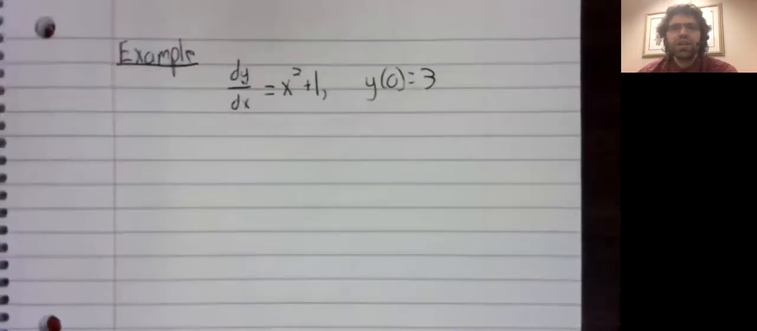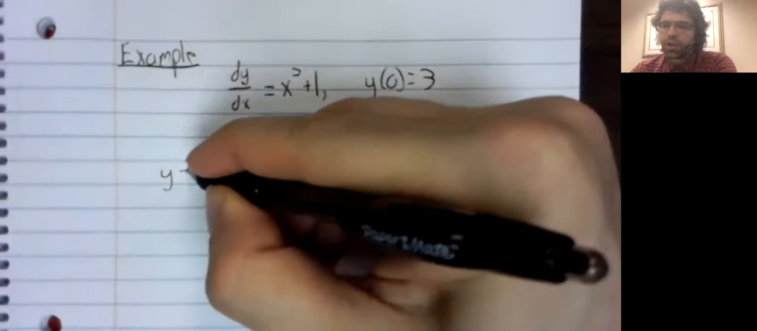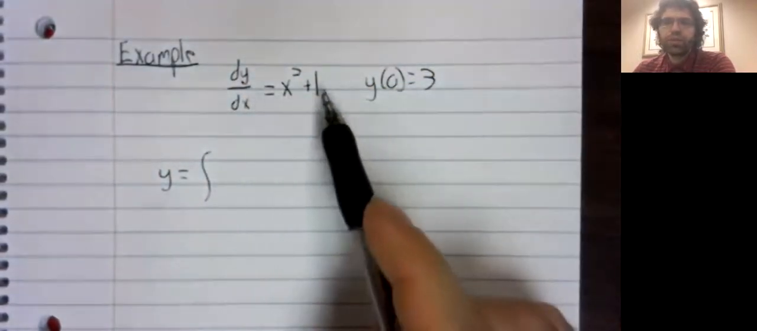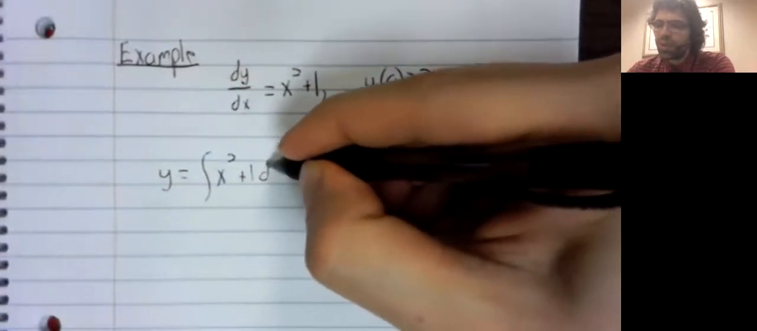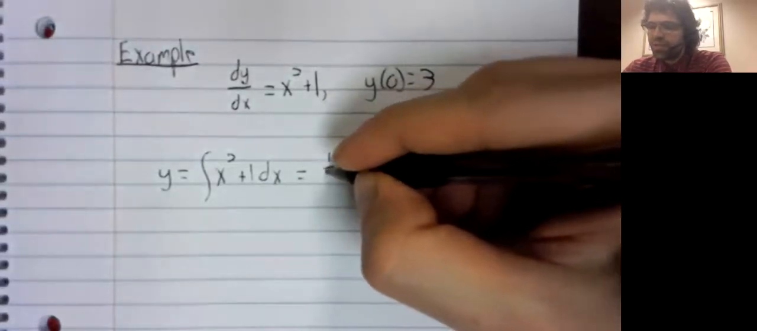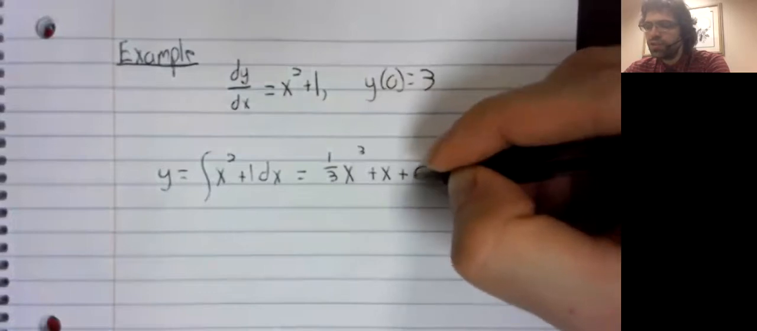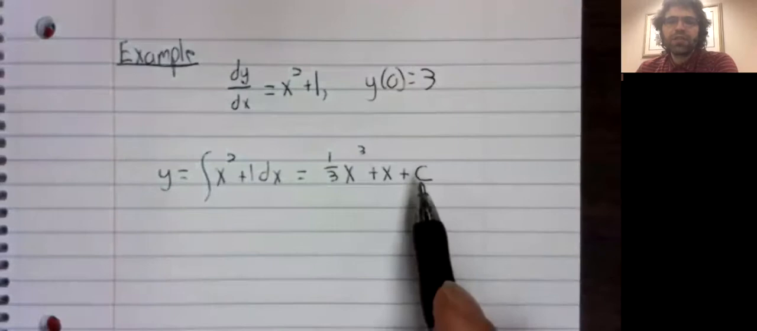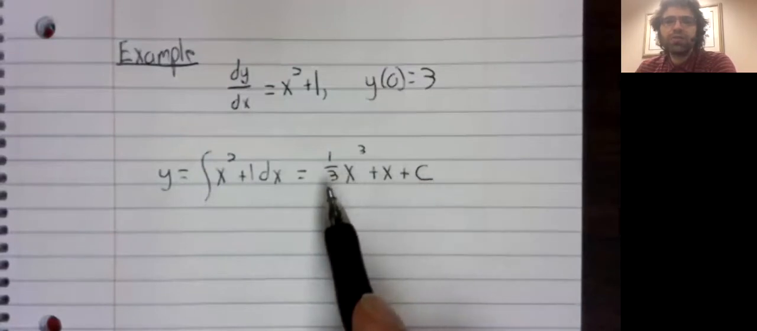Let's round this out with an example. The derivative of y with respect to x equals x squared plus 1 with an initial condition y of 0 equals 3. According to what we've just said, a differential equation that looks like this can be solved simply by integration. And this is hopefully not a difficult function for you to integrate. Remember, we have this constant of integration. So this is an infinite class of solutions.